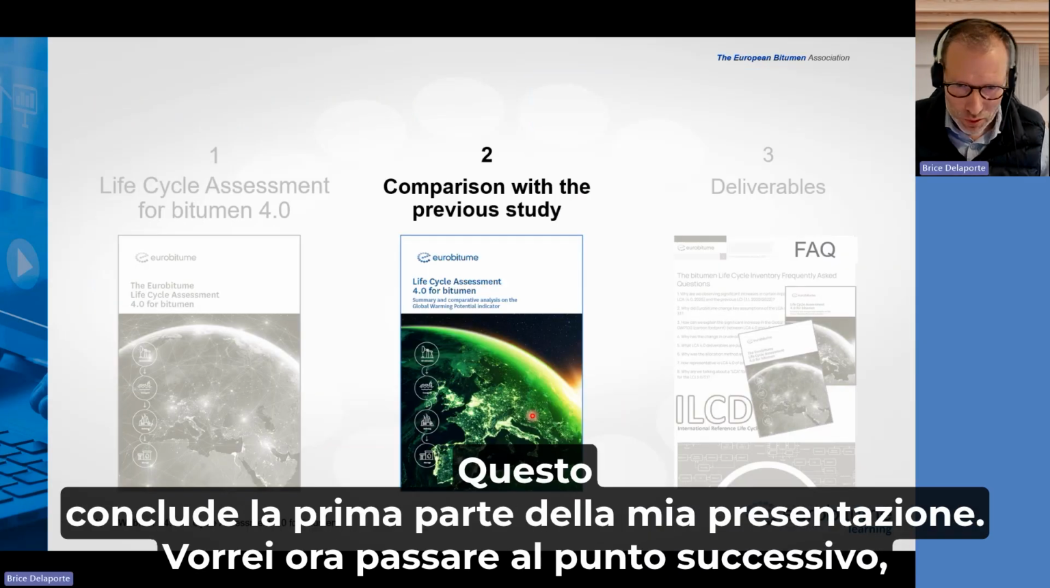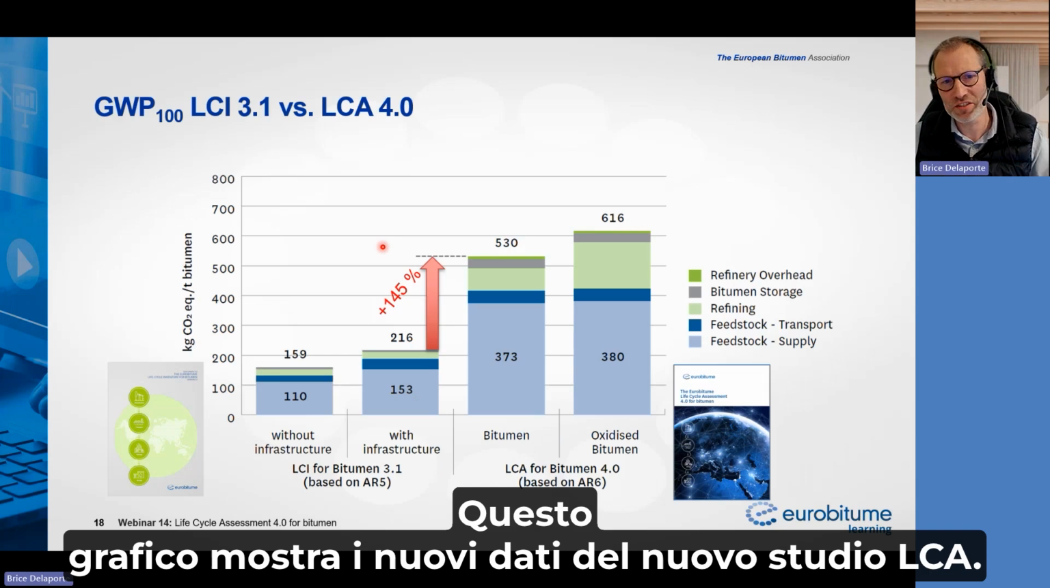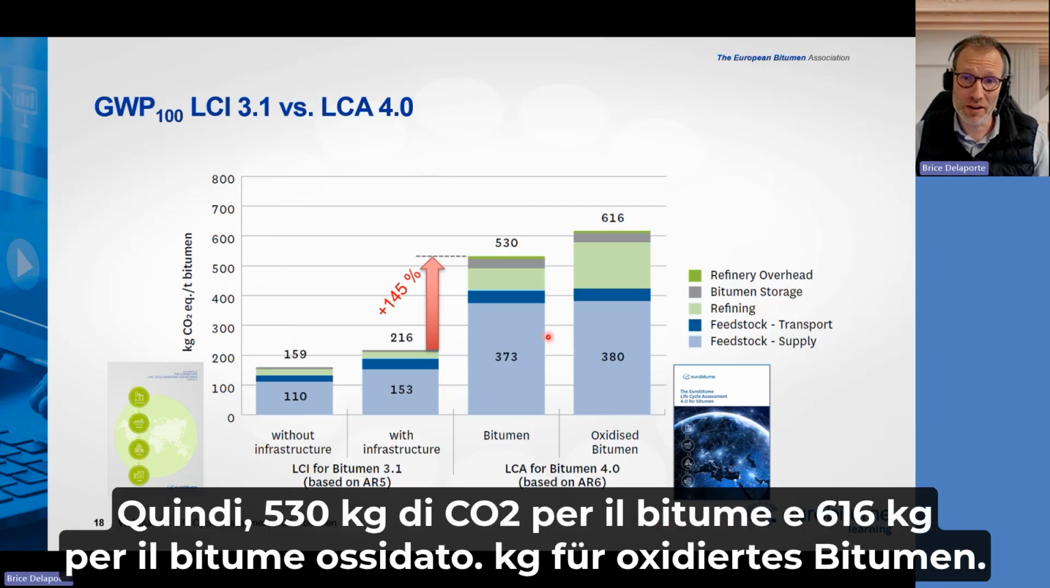So that's it for the first part of my presentation, and I propose now to move on to the next point, which is a comparative analysis with the previous study, and once again focusing on the global warming potential indicator. And on this chart, you see again the new numbers related to the new LCA study. So 530 kilograms for the bitumen and 16 for the oxidized bitumen.